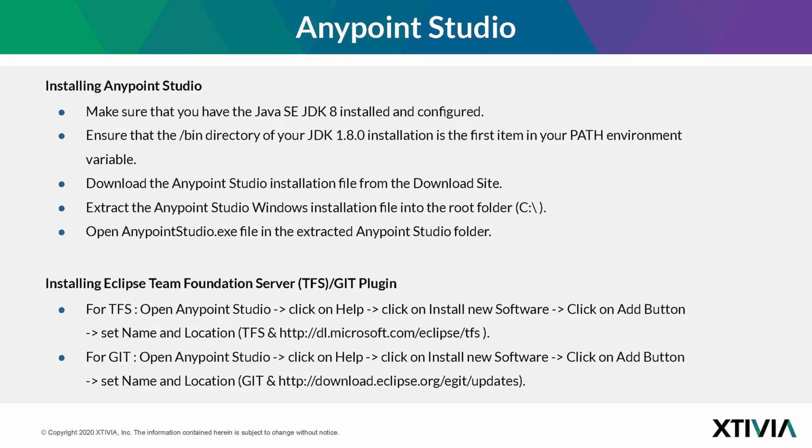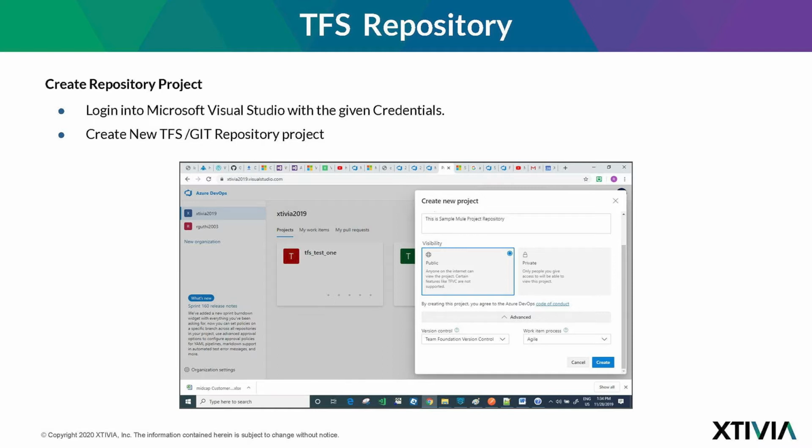In the Anypoint Studio installation, we need to make sure to check the JDK 8 as a minimum required version, and below is the list of the steps for installation of the Git and TFS Eclipse plugin. Here is the step where we can create the TFS repository. In order to create the TFS repository, we need to have the Microsoft Visual Studio and Azure DevOps access credentials, and the user has to be the administrator. In order to do this, we need to log into this portal and do the different steps. I'm going to walk you through that in the demonstration.